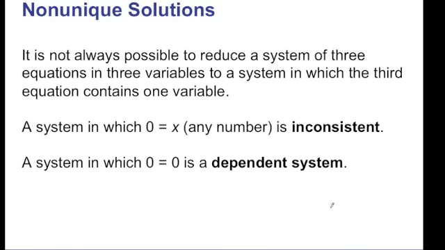Now, sometimes we have non-unique solutions to linear equations. It's not always possible to reduce a system of 3 equations and 3 variables to a system where the third equation contains 1 variable. Anytime you end up with 0 equals some other number, that's inconsistent, which would mean no solution. Inconsistent means there's no solution. And if you end up with 0 equals 0, that's a dependent solution, where, as with our two systems, we have infinitely many solutions.